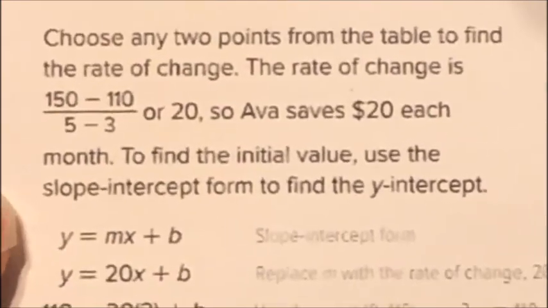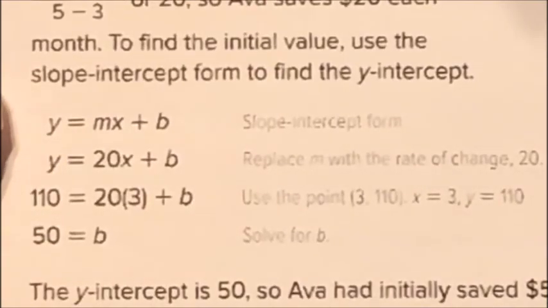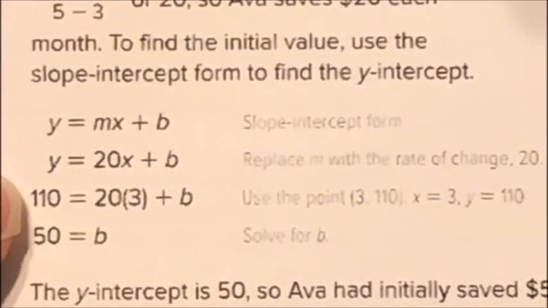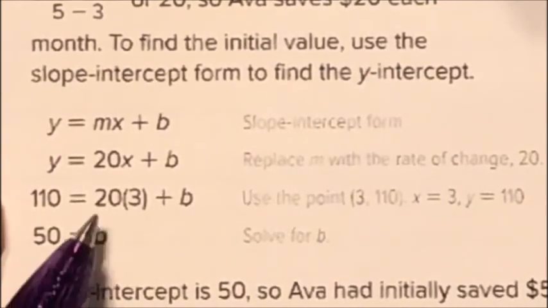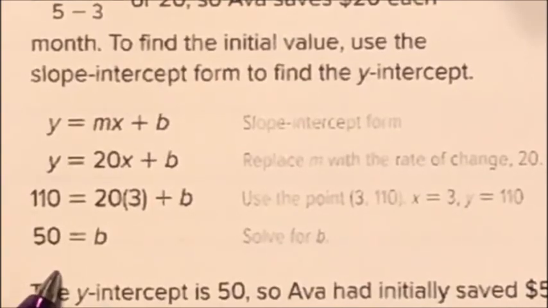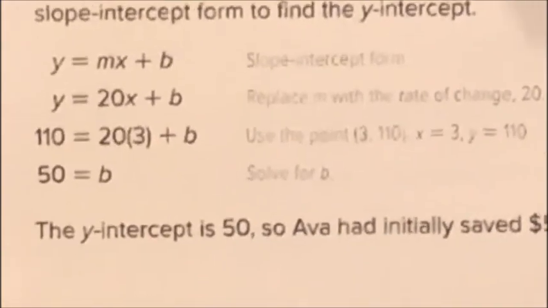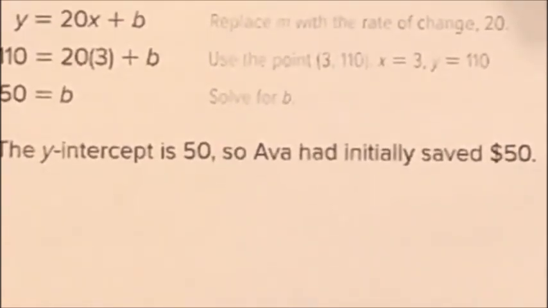To find the initial value, I can use the slope-intercept form to find the y-intercept. So y equals mx plus b. y equals 20x plus b, because that was my slope. I just found that. And in the original, I just picked a point. So I picked 3 and 110. 20 times 3 gives me 60, and I subtract it from 110, so b equals 50. So the y-intercept is 50, so Ava initially saved $50.